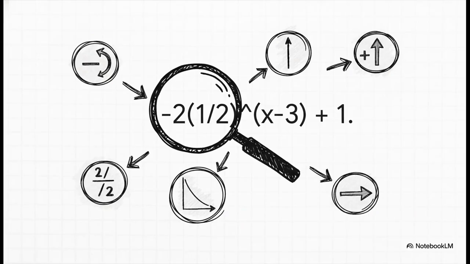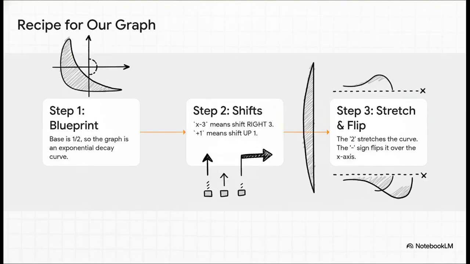All right, here it is again, our big challenge. But this time, it doesn't look so scary, does it? We can actually see the instructions hidden in there. Let's break it down piece by piece. So, here's the recipe. Step 1. We look at the base. It's 1/2. That means our original blueprint is a decay curve, gliding downwards. Step 2. The shifts. The x minus 3 up top tells us to shift right 3 units, and that +1 at the very end lifts the whole thing up 1 unit.